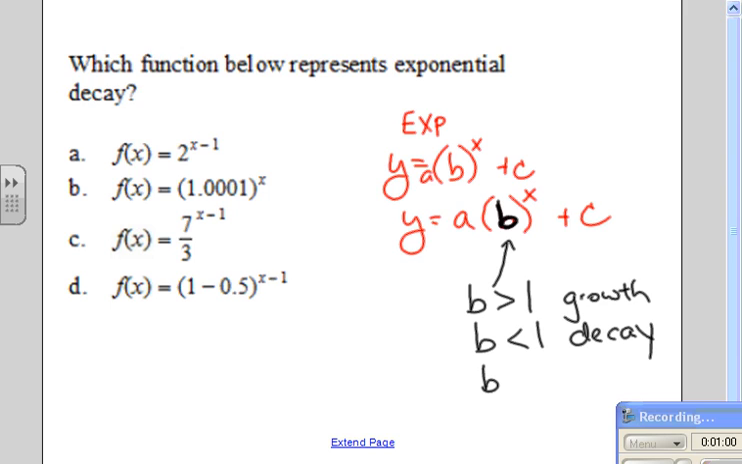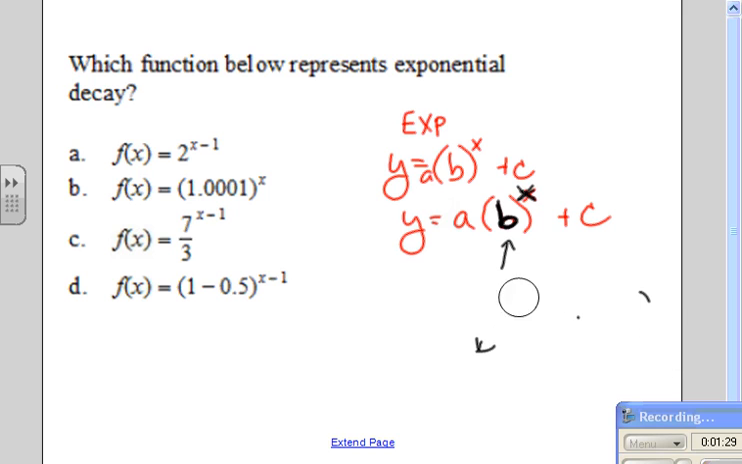And I'm going to give you a minute to think about what it is if it's equal to 1. Just think about that for a minute. If the base of the exponent is equal to 1, that means there's no change because all you're doing is multiplying by 1 over and over and over again as the x right there increases. And so there's really no reason to do an exponential problem with a base of exactly 1. So looking at this, greater than 1, growth, less than 1, decay.